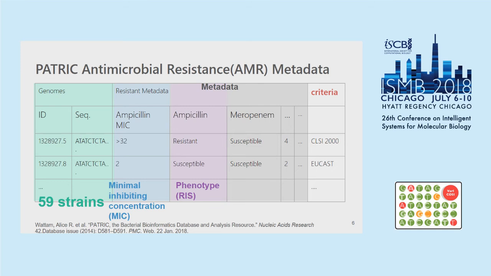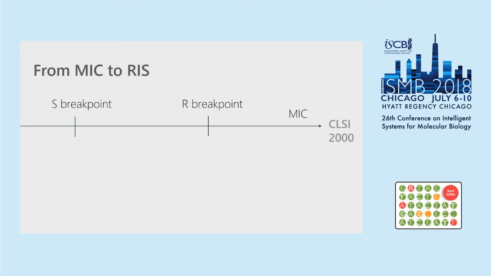So how the minimal inhibitory concentration goes into the phenotype is based on some clinical criteria such as CLSI or EUCAST. And as you can see, every entry of the data is based on different criteria. So I will further explain how these criteria work. I will take CLSI 2000 as an example.